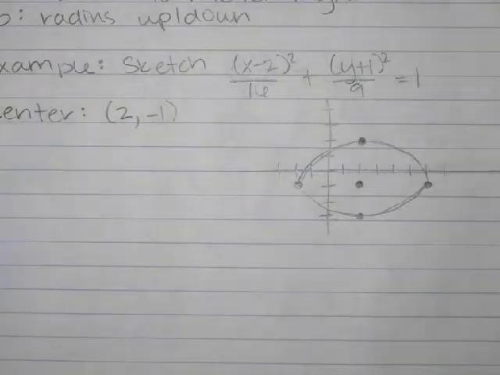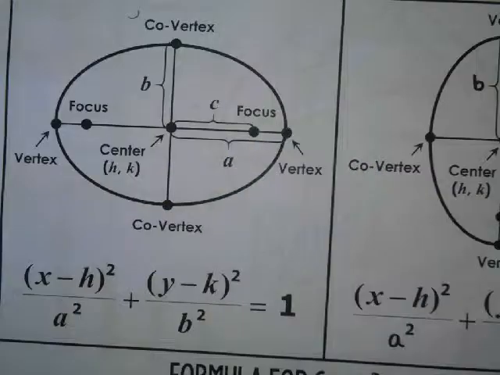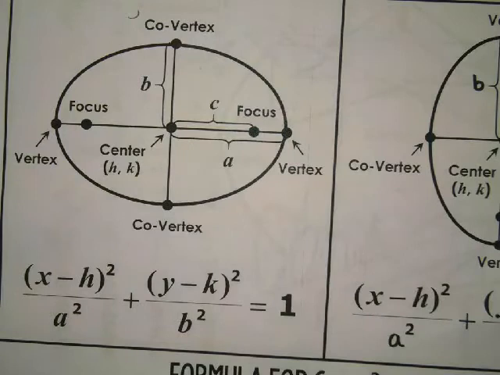Okay, so if you open up your packet and look at the ellipse, the difference between an ellipse and a circle really comes down to all the different terms we have for each of the different points. In a circle, you basically have 2 things: the center and the radius, and that's all you look for. In an ellipse, we have all sorts of different points, and they all have different names.